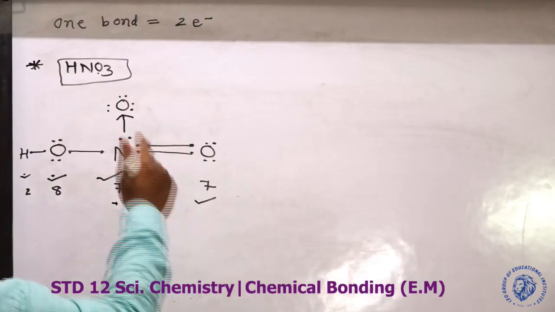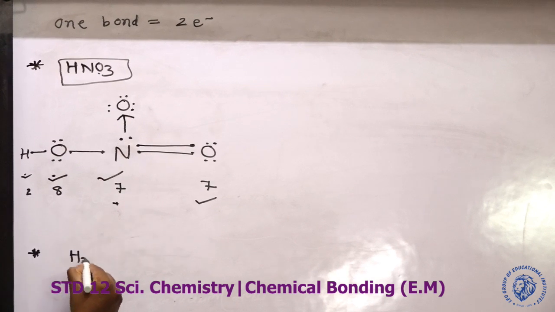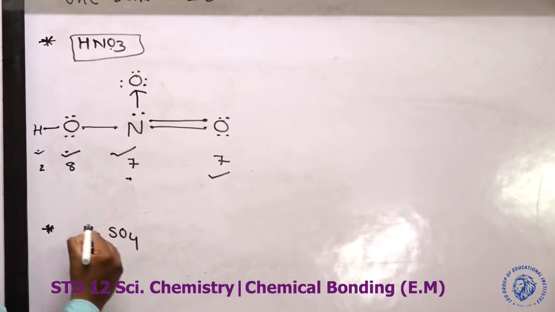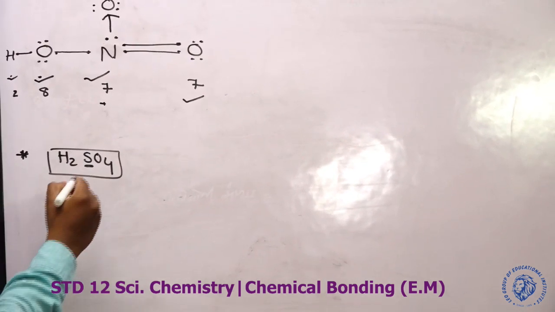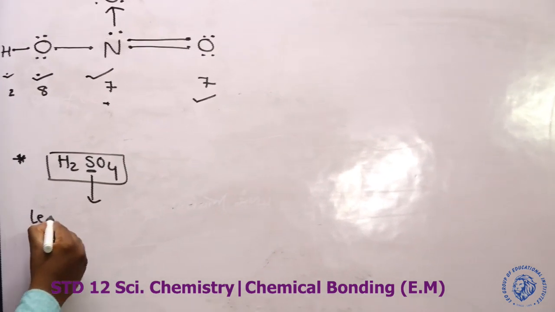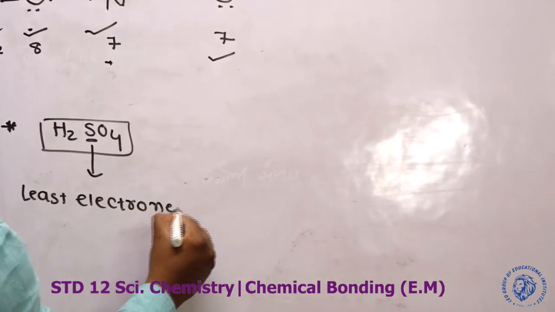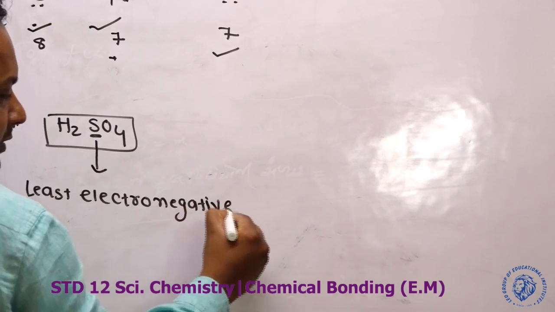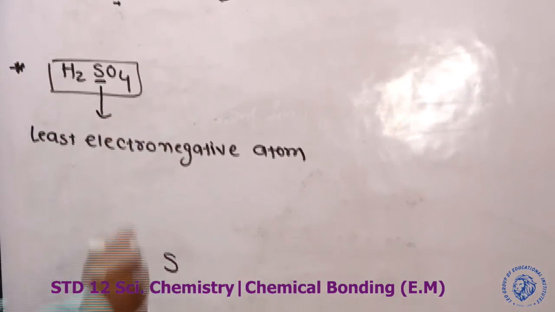Okay, and after nitric acid, let us study the coordinate covalent bond for sulfuric acid. In H2SO4, sulfur is the least electronegative atom. Whatever your least electronegative atom is, it occupies the center position. So sulfur at the center.